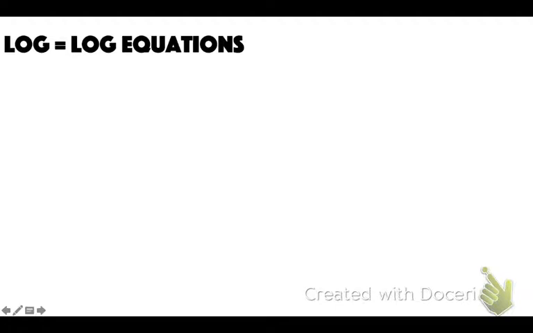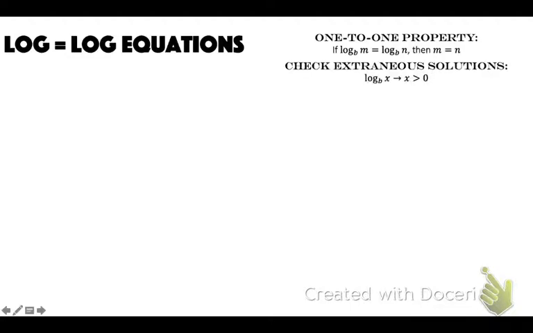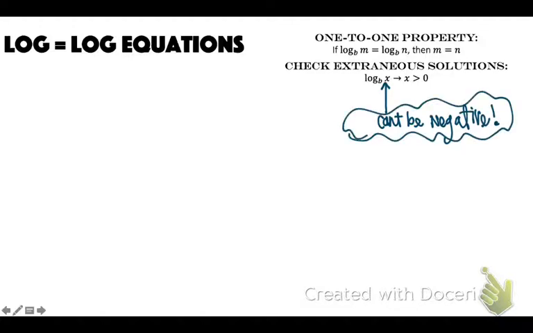So, log equations. We're going to use the one-to-one property here. If log base b of m equals log base b of n, that means m equals n. And then we need to check for extraneous solutions. You cannot have a negative, so this cannot be negative. We need to check and just make sure when we're doing these that we don't get negative values right there.